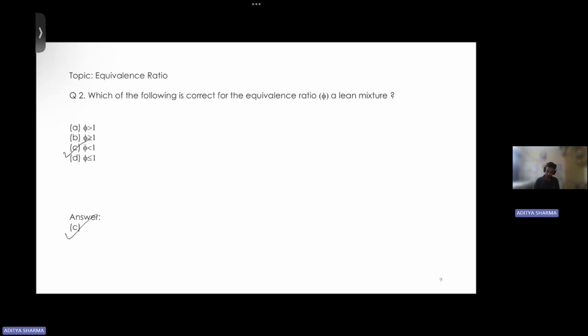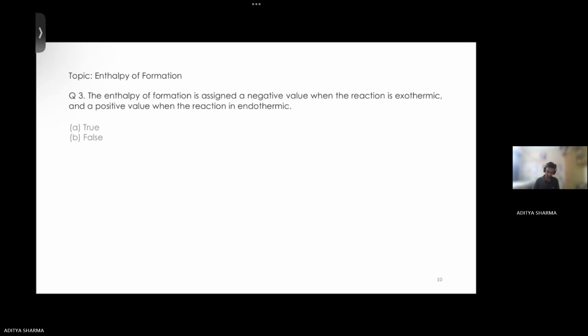So moving on to your next question. This question is on enthalpy of formation. So we have discussed this in the topics. So this can be answered easily. Let's try to answer this.